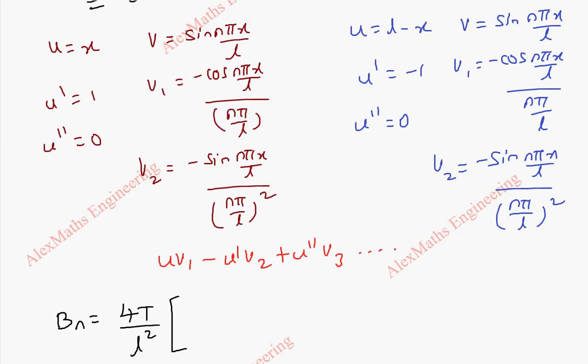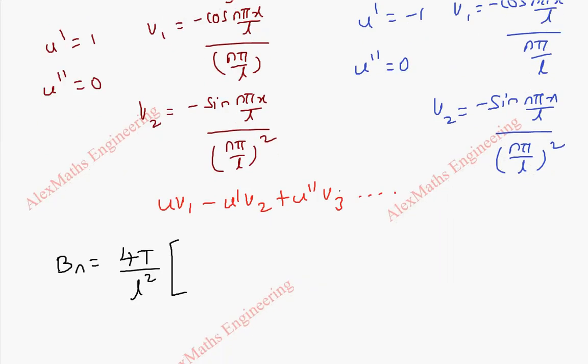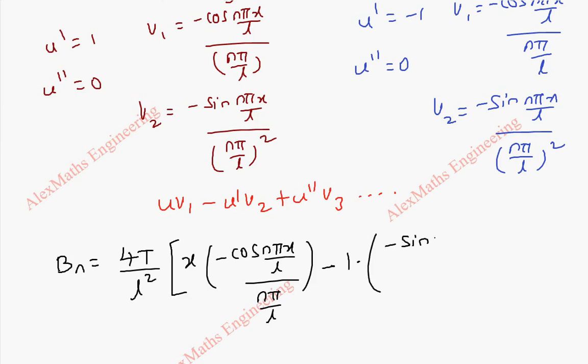Then we have to apply this formula u v1. So x into v1 is minus cos n pi x by L by n pi by L, minus u' is 1, v2 is minus sin n pi x by L by n pi by L whole square. Now this is from 0 to L by 2.